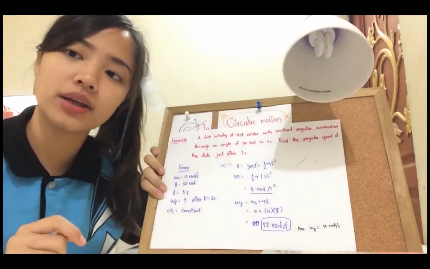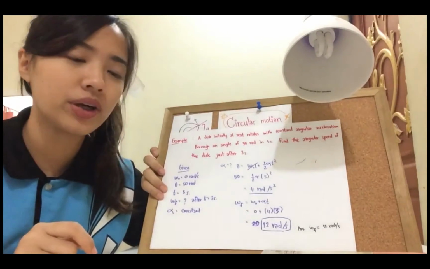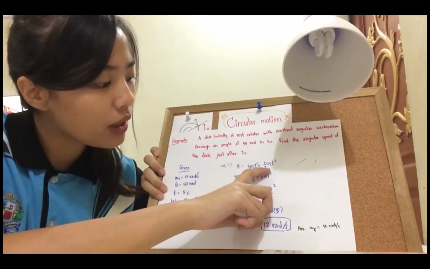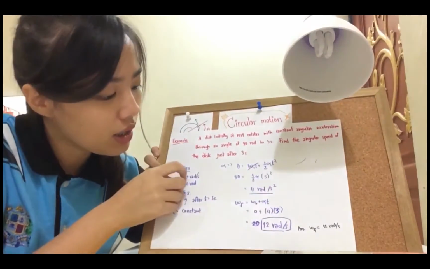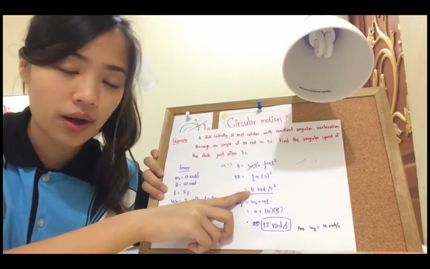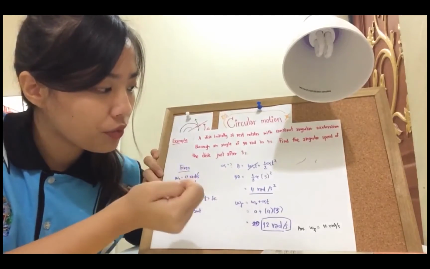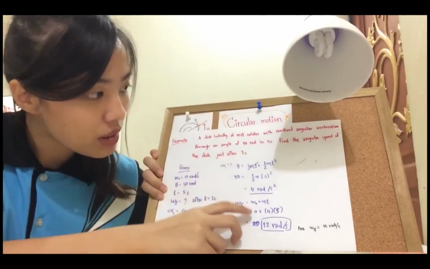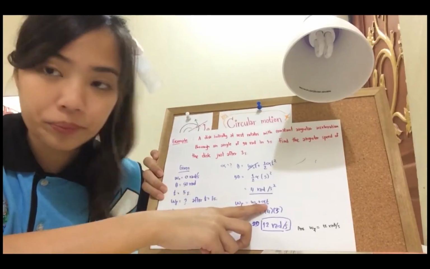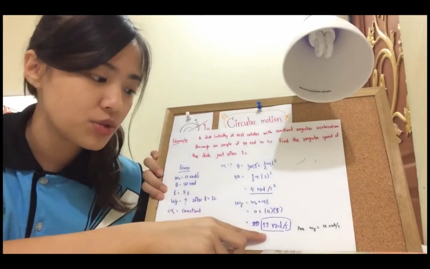First we have to find alpha, or the angular acceleration. So we use this formula and we got 4 radian per second squared. And we find angular speed by using this formula and we got 12.